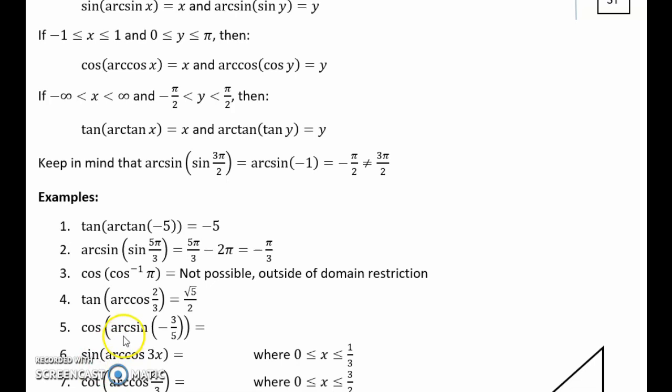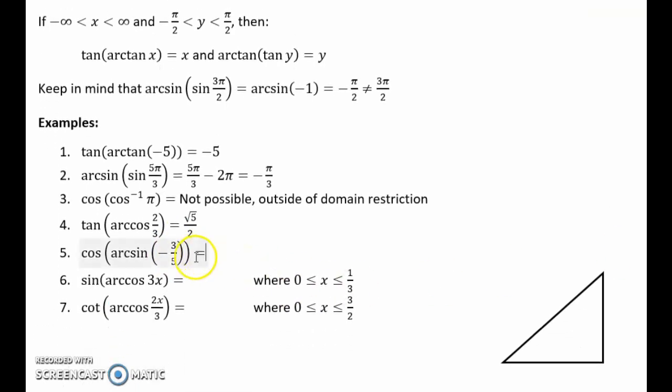Now we're going to do cosine of arc sine of negative 3/5. Once again, negative 3/5 is not a unit circle value, so once again, we will be drawing a right triangle. Is negative 3/5 within our domain restriction? Our domain restriction for arc sine is negative 1 to 1, so yes, this still works. So we will be drawing another right triangle. So let's go do that.